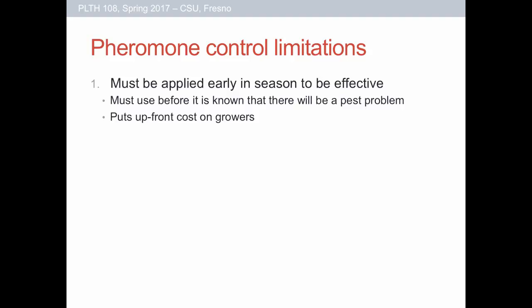So the challenge with this is just that it puts the cost up front on the grower. Basically the grower needs to say, I think we're going to have oriental fruit moths this year, so we should just use these pheromones. And if you have fruit moths, then great, you came out ahead of the game. But if fruit moths never show up, then you just spent money on a control tactic that you didn't need to use.